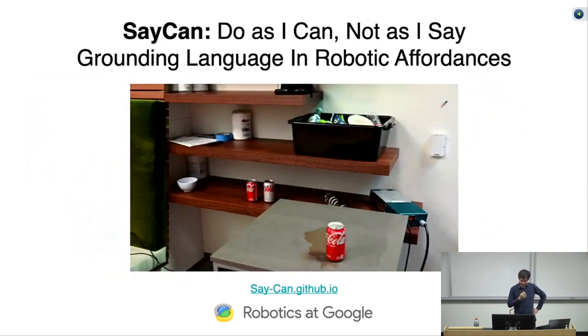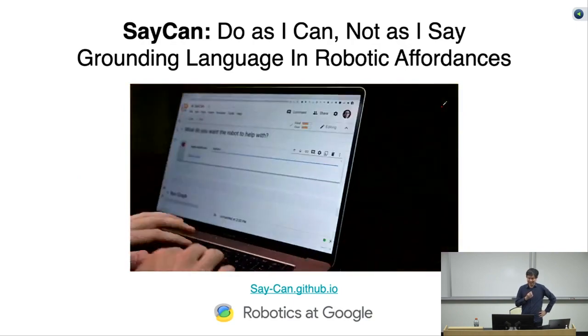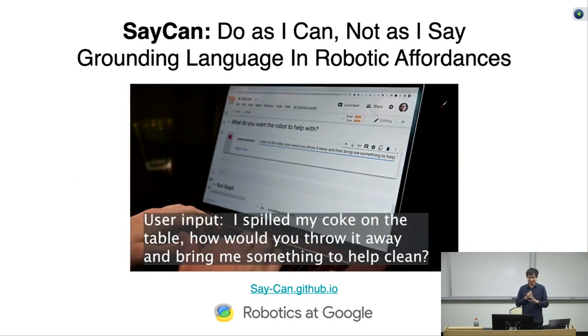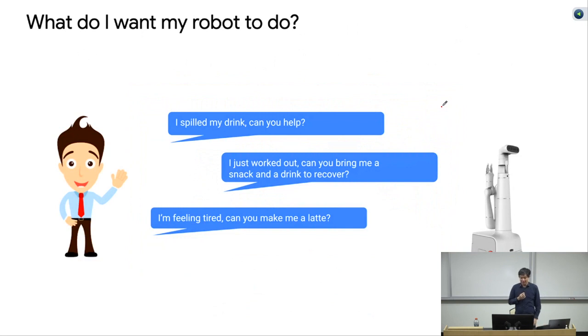Okay, talking about SayCan. Do as I can, not as I say. Grounding language in robotic affordance. If one day I can buy this robot at home, what do I want the robot to do? On the right, you see what we call the meta robot. It's from Everyday Robots. It's supposed to be a household robot that can do many tasks for you. These are three examples I would love my robot to do. I spilled my drink, can you help? Or I just did some workout, can you bring me something to recover? Or I'm feeling really tired, can you make me a coffee? But where are we? Do we have these robots yet?